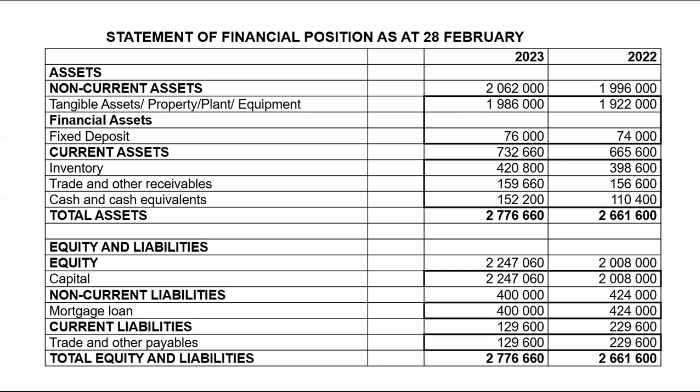actually you will add it with last year's one, which will be 156,600, and divide them by 2. So you add them and then you divide them by 2.